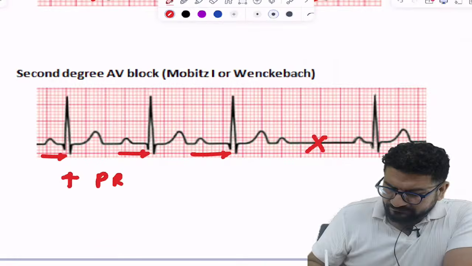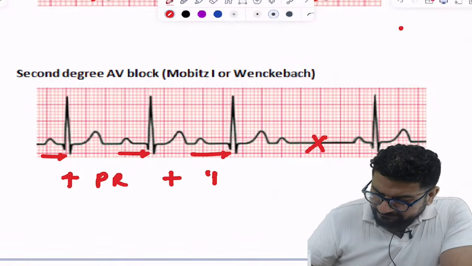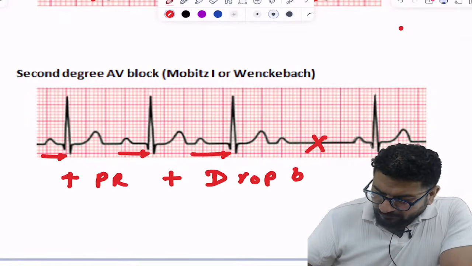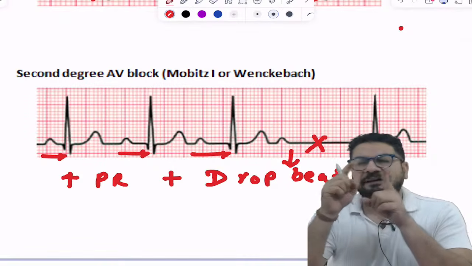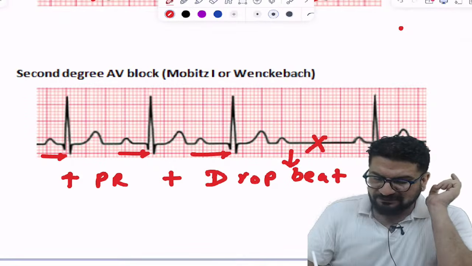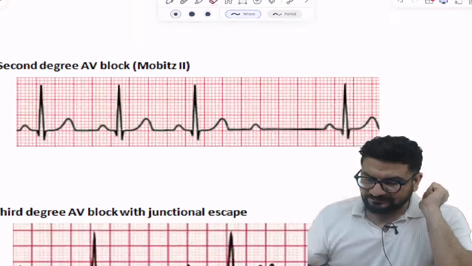Increase in PR, and along with this, what you can notice is a drop beat. This is your drop beat. PR progressively बढ़ रहा और drop beat आ गई, तो उसको बोलते हैं Mobitz 1, or we call this Wenckebach phenomenon.